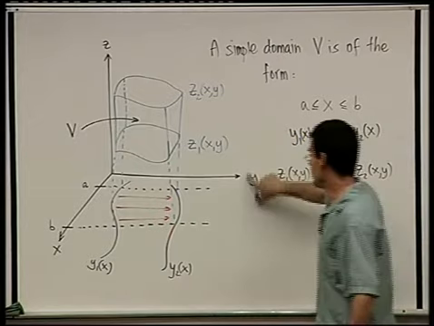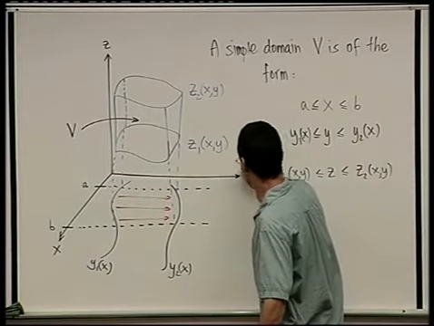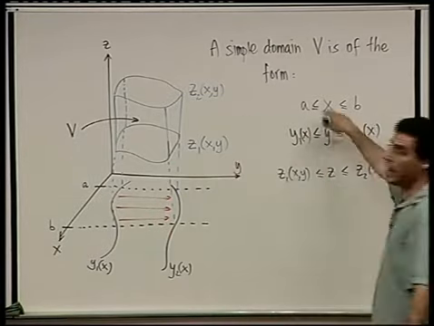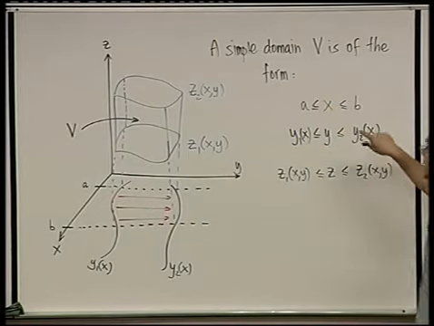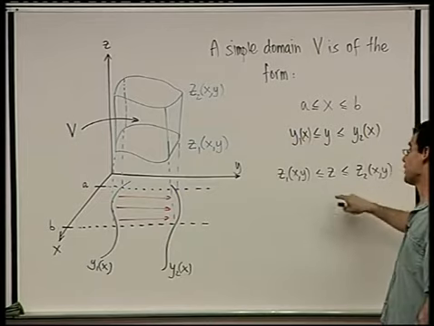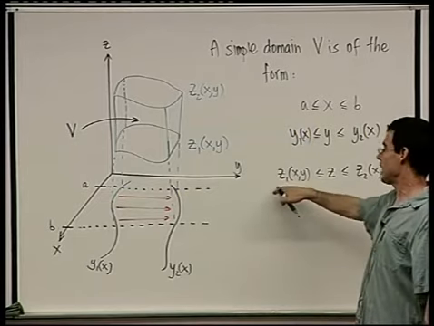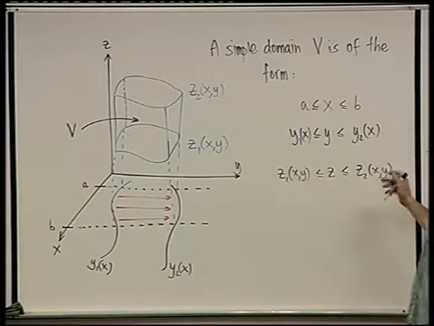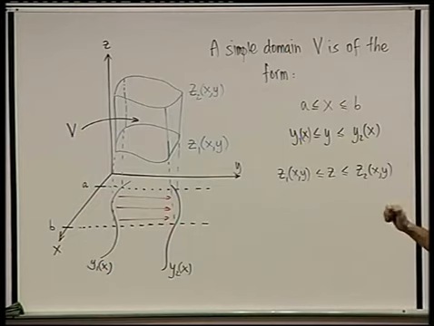Okay, and of course the order of the variables can differ, because you can have y between two fixed constants, and then the z's between z1 of y and z2 of y, and then the x's between x1 of y and z and x2 of y and z. Okay, is it clear? Is the idea clear?